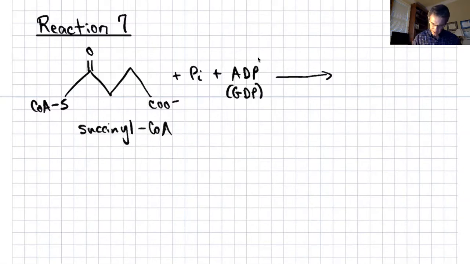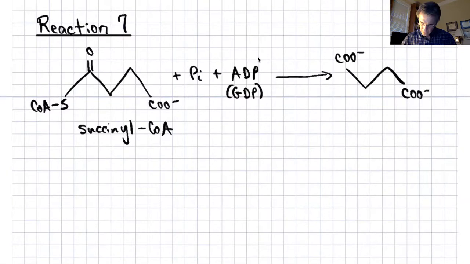Remember, that's a high energy bond, right? That thioester bond is storing some free energy. It's unstable. We're going to use that to power the only substrate level phosphorylation reaction of the TCA cycle. We're going to basically blow up that bond, use the free energy available in that bond, which will then give us this dicarboxylic acid, succinate, plus some ATP, or again, depending on the isoform, GTP, right?